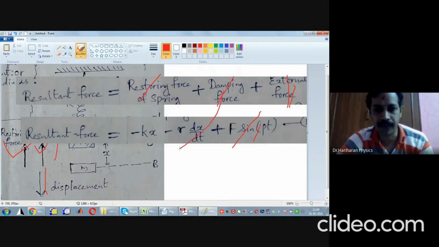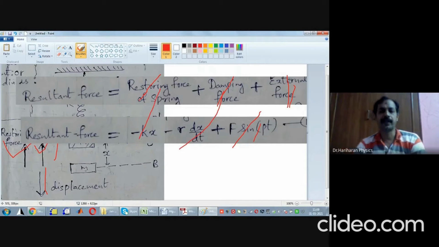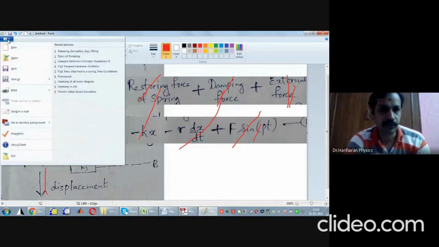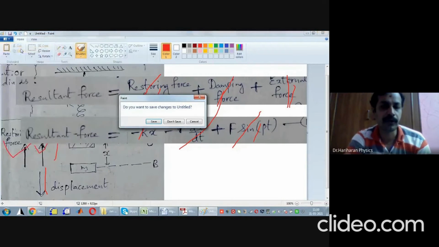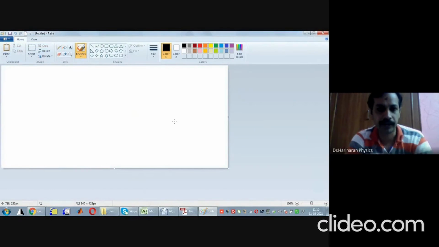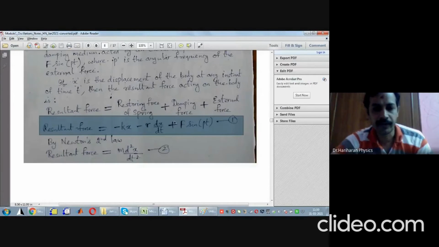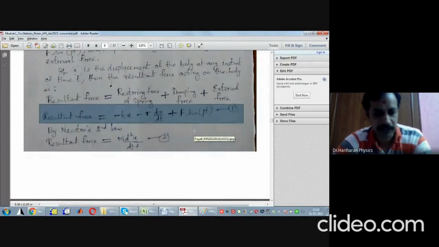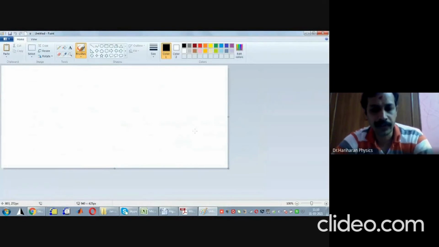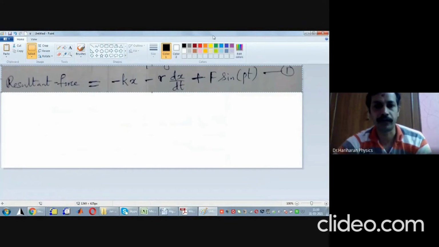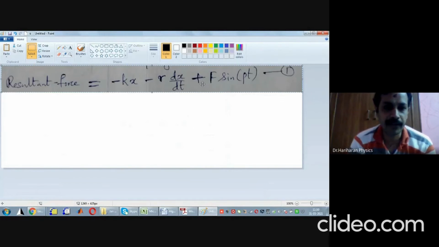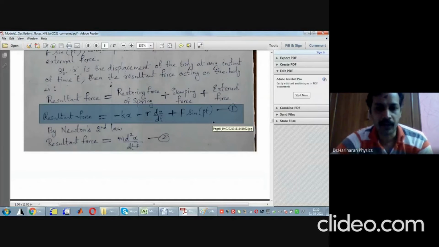Damping force is given by minus r into dx by dt. Restoring force is given by minus kx. Okay, this is clear. So I think I don't require any other stuff. We will now focus only on solving the equation, and wherever it is required, I will take it fresh. Now, what is step 2? Find the resultant force. Resultant force is done. What is the resultant force? It is the sum of three components. They are given.